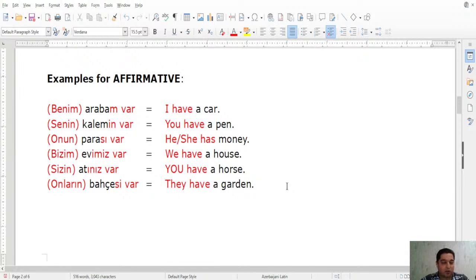Okay. So again, as a rule, you have the first part, which is the possessive structure, and then you just add var. You see, everywhere it's only var for affirmative. Let's look at the negative now.